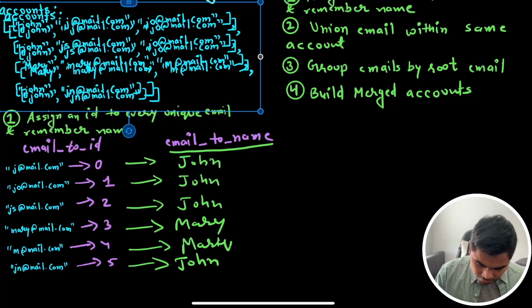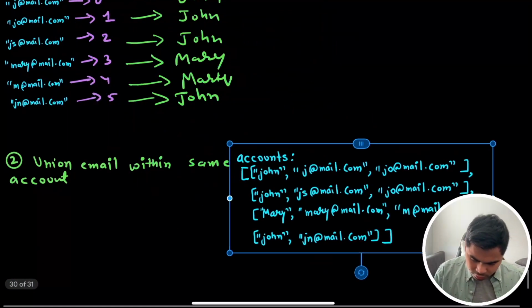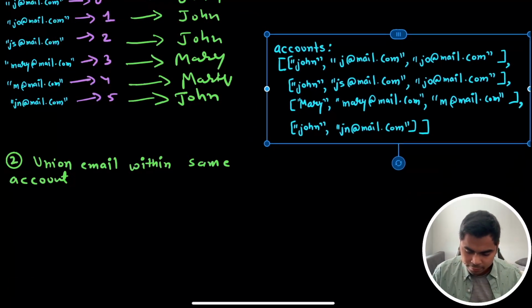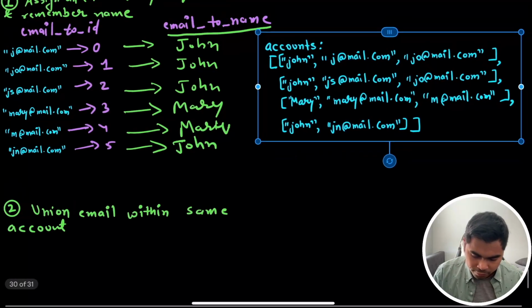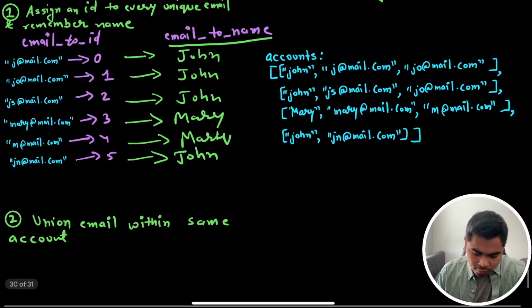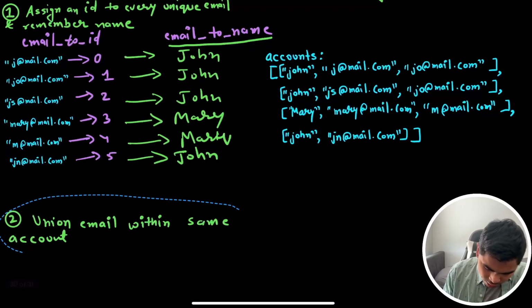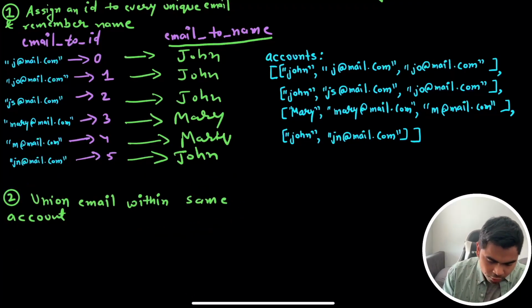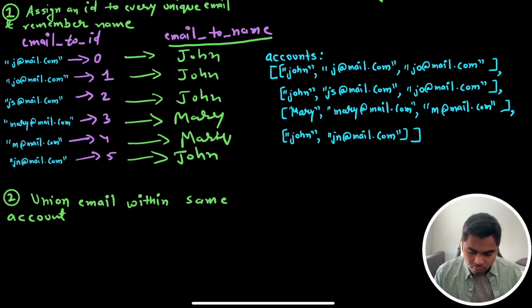Okay, so copy, let's move it right here. So these are the accounts that we have. What we will be doing is going over all these accounts and performing the union. So how do we perform the union? We will be visiting all these emails, all these accounts.